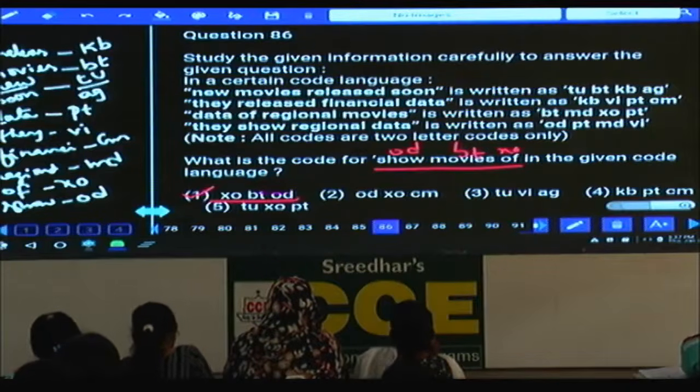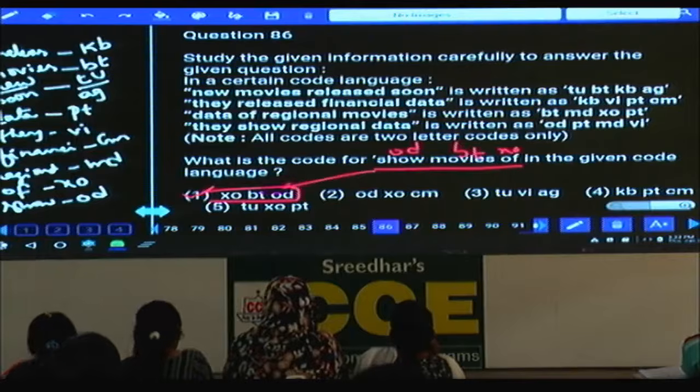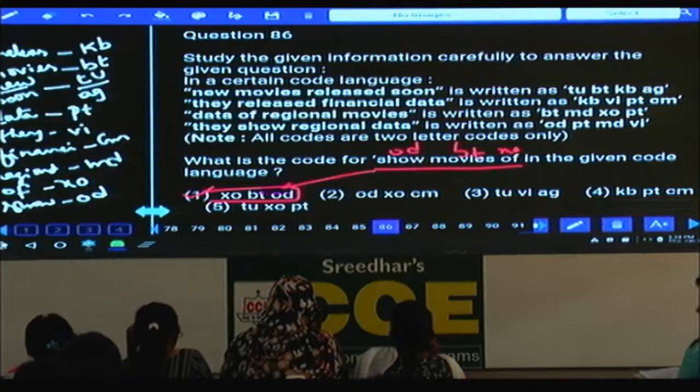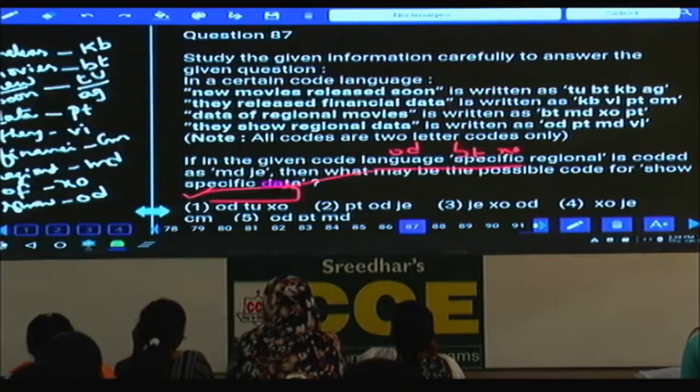Again, these codes need not necessarily be in the same order. They can be given in any order. Again, they could be given in any coding arrangement. Then choice 1. Then coming to 87.